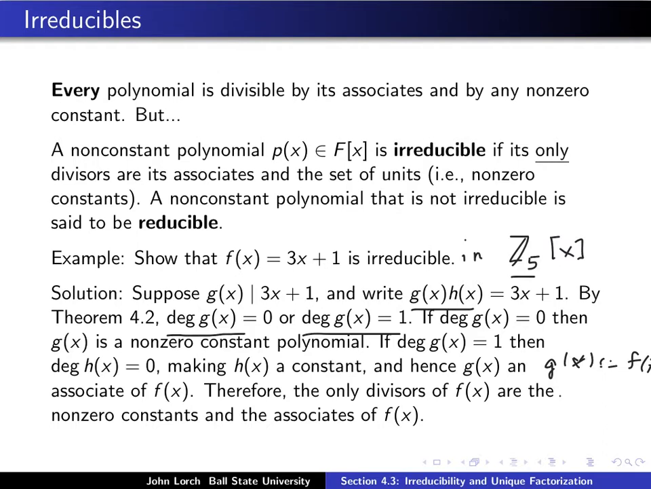And that means that g of x is equal to c inverse times f of x. And so g indeed is a non-zero constant multiple of f, which makes g an associate of f. Okay, well, those are the only possibilities. Therefore, the only divisors of f are the non-zero constants and the associates of f, and that makes f irreducible.